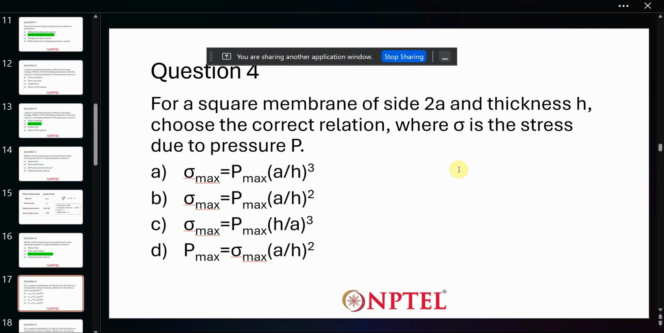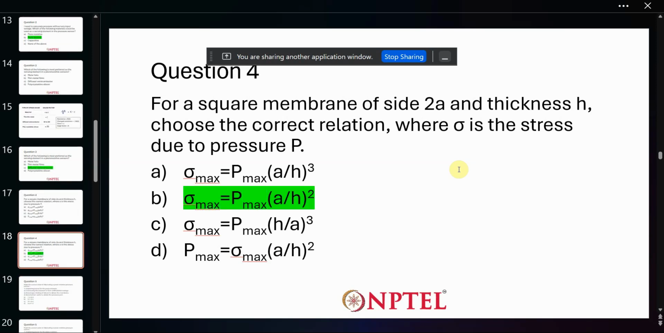This is basically a straightforward formula question. For a square membrane with side a and thickness h, choose the correct relation where sigma is the stress due to pressure P. Here we have four options. You can find the options in the lecture slides as well. So the answer is sigma max is equal to pressure max times (a by h) the whole squared. This is a fundamental equation that you need to remember for your exam as well.